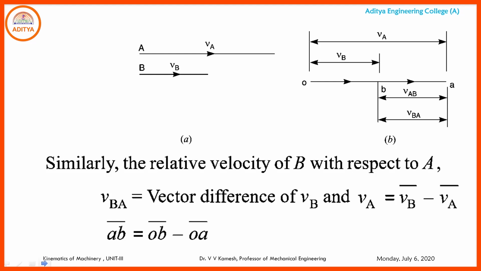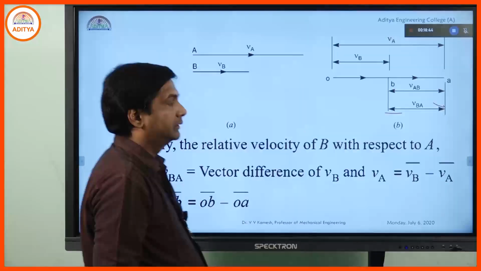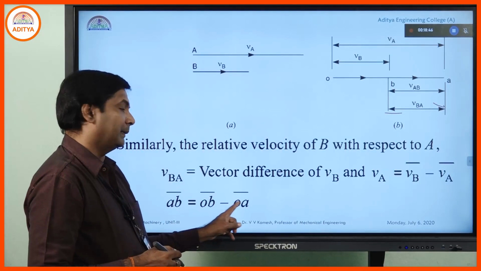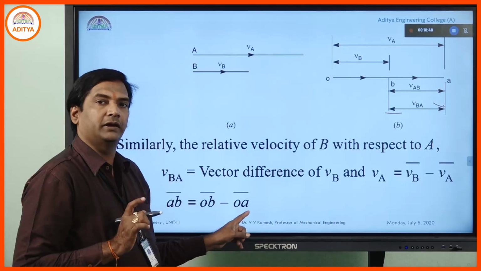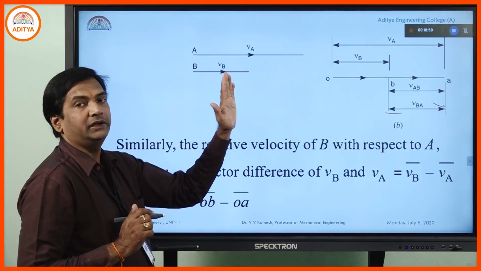Similarly, we will calculate the relative velocity of B with respect to A. It will become reversed, so VB minus VA. VB means OB, VA means OA. So it will be AB bar, because we are taking the reversal case, VBA. That is why OB minus OA will become negative, because A is ahead and B is behind.